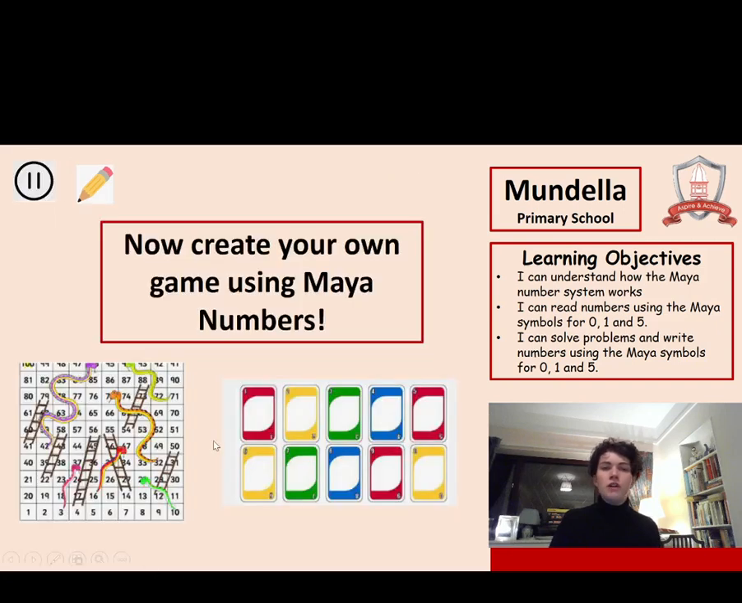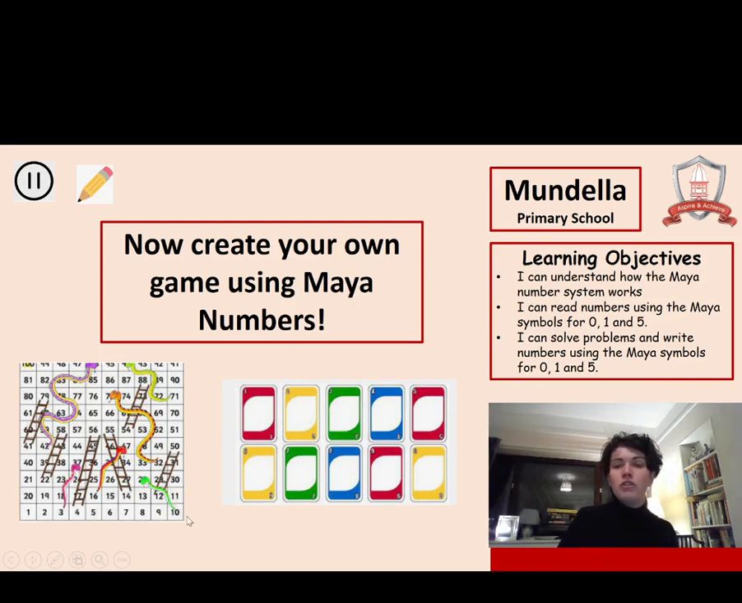Now, for your task, I'd like you to try and create your own game using Maya numbers. So you could have a go at snakes and ladders. If you're feeling really confident, you can go up to any number you like. But I suggest if you're not feeling so confident, why not just go up to 30, for example? If you're doing cards, just go up to about 10 if you're feeling less confident.